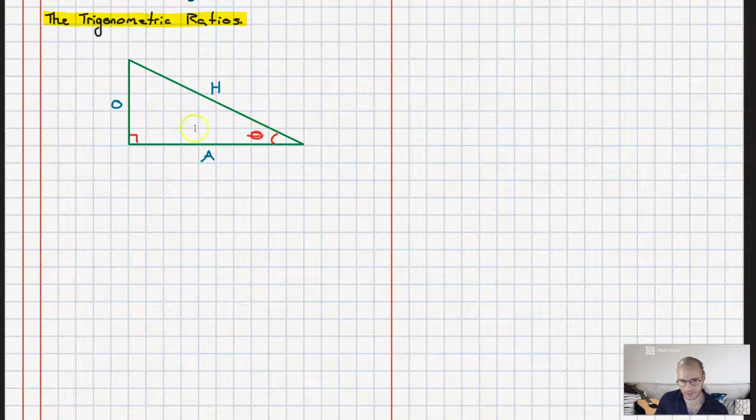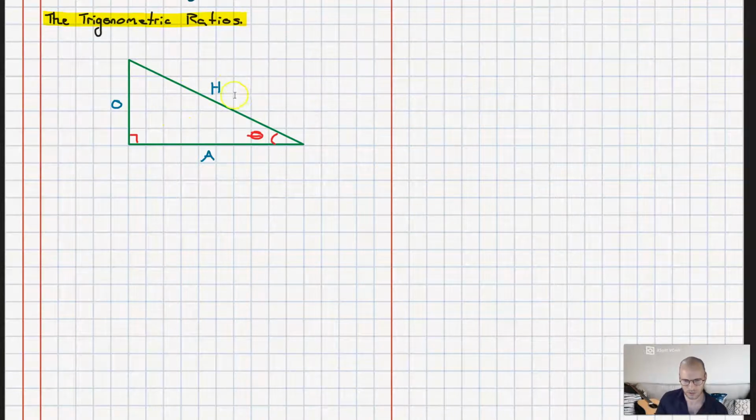Opposite the angle theta, we have the side called the opposite. Next to the angle theta, we have the side we call adjacent. And finally, the longest side of the triangle, which is also opposite the 90-degree angle, is our hypotenuse.